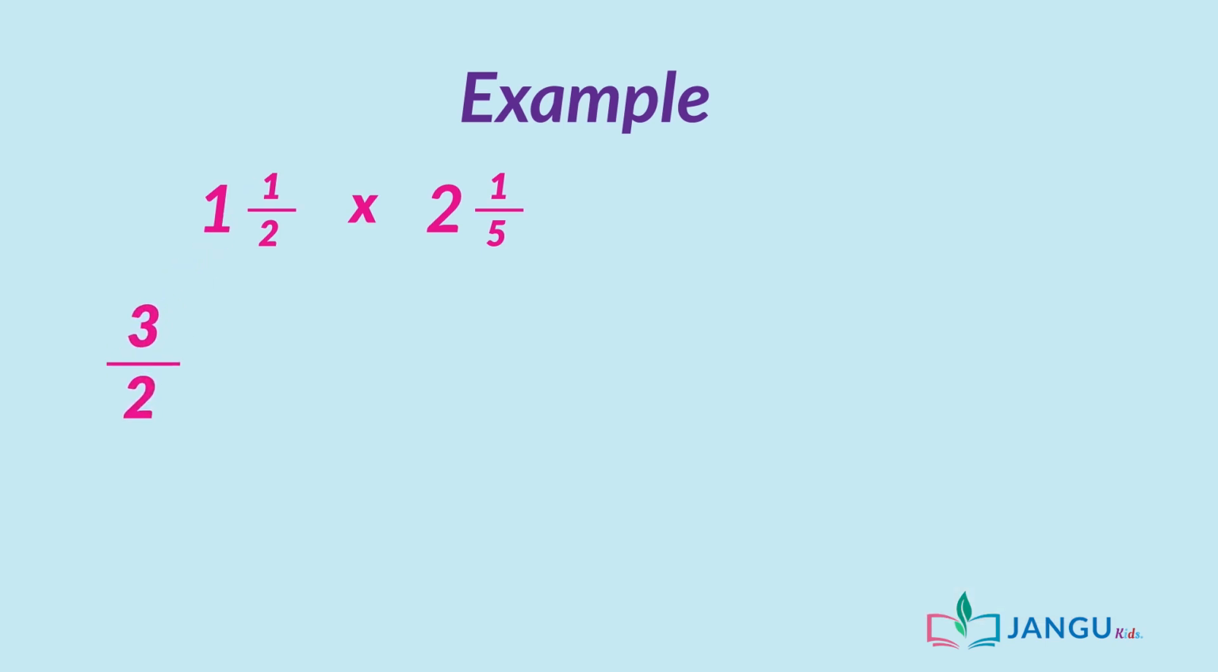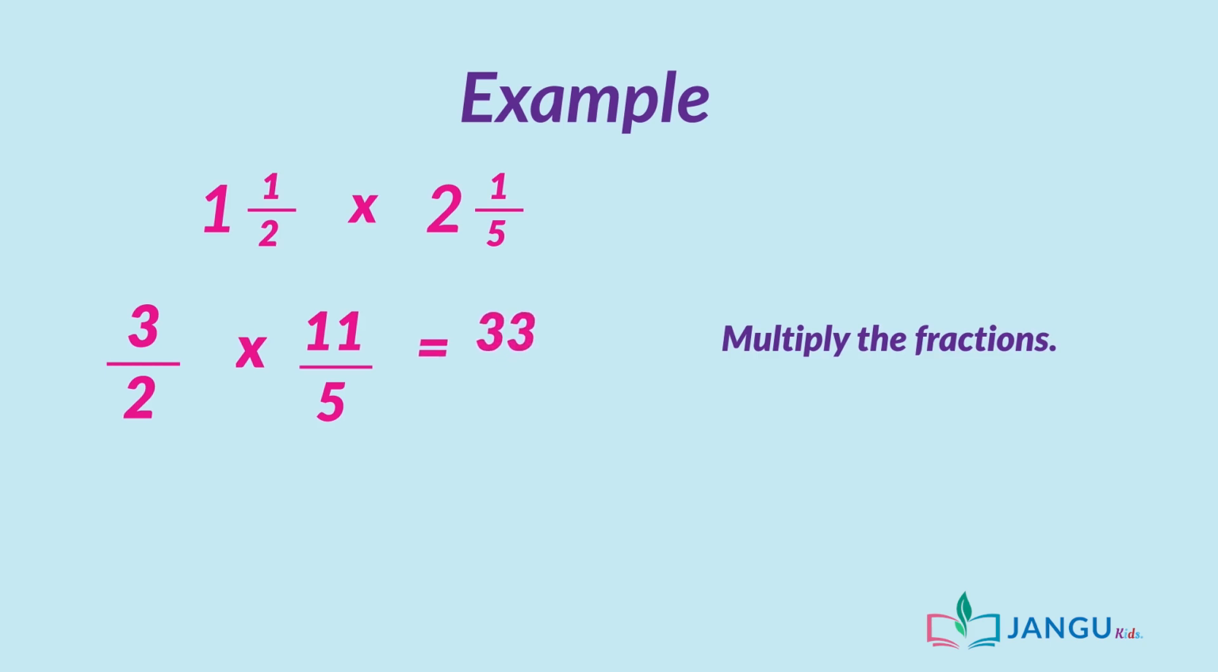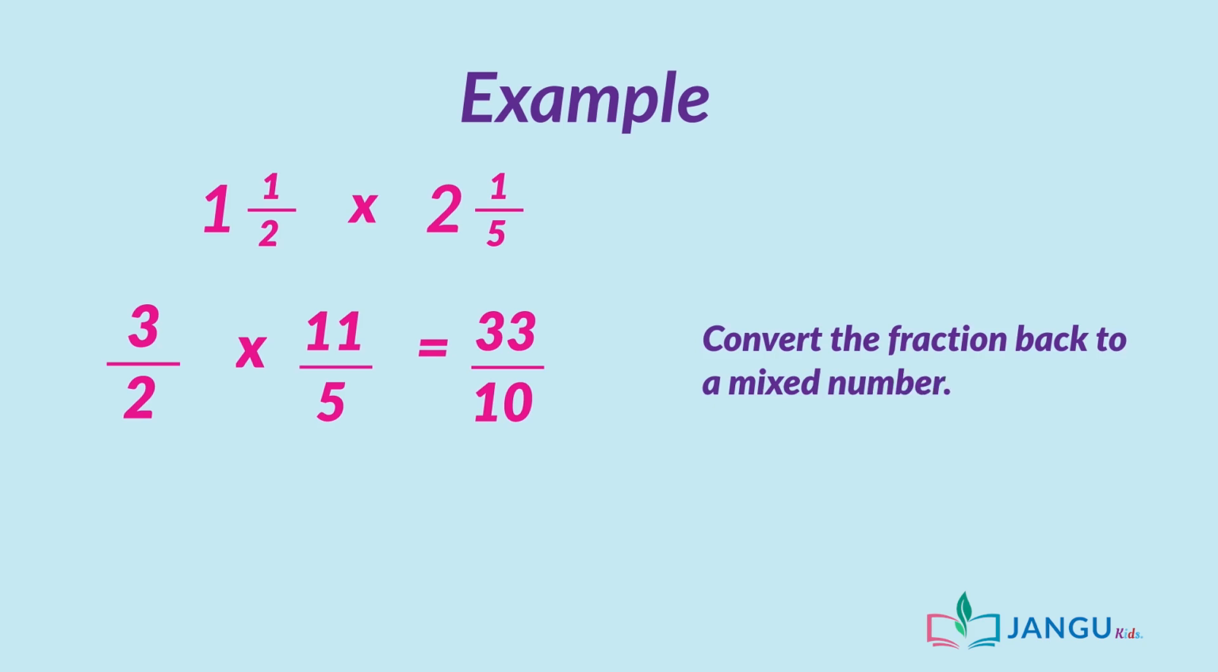We do the same for the second mixed fraction, 2 whole number 1 over 5, which gives us a result of 11 over 5. Now comes step 2. You multiply the fractions. 3 multiplied by 11 equals 33. 2 multiplied by 5 equals 10. And then follows step 3. You convert the fraction back to a mixed number. 33 over 10 equals 3 whole number 3 over 10.